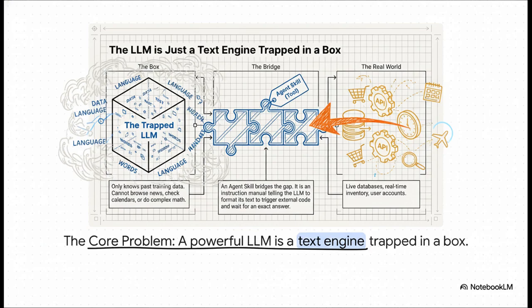Okay, so here's the core problem we've got to tackle. A large language model, an LLM, is basically a brilliant brain trapped in a box. I mean, it knows a ton about language from all its training data, but on its own, it can't check your order status, it can't book a flight, or even see if a product is in stock right now. So the big question becomes, how do we get this amazing brain out of the box and give it the power to actually do things in the real world?